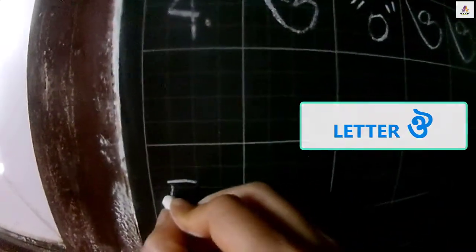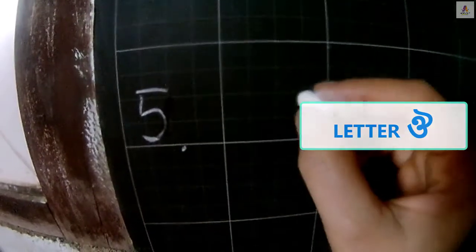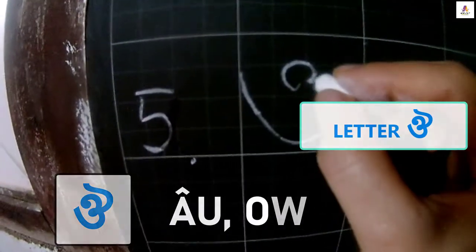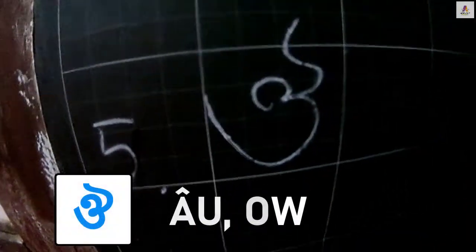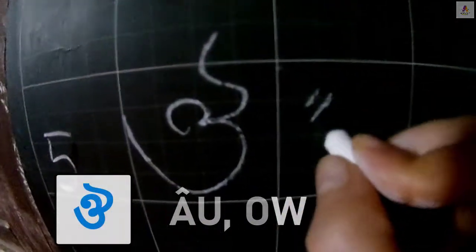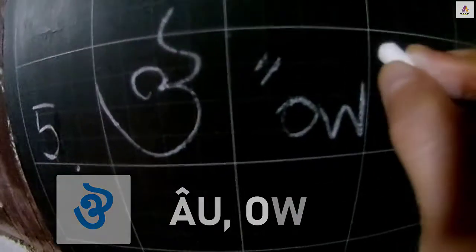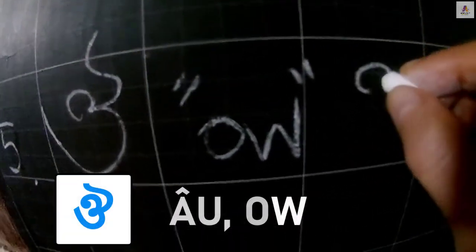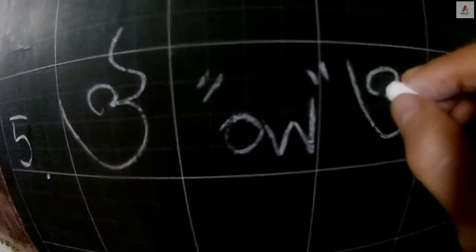Well, the last vowel for today's video is O. The pronunciation of this letter is like in the word awkward. This letter is written by making a sister to the O letter with its upward curve.